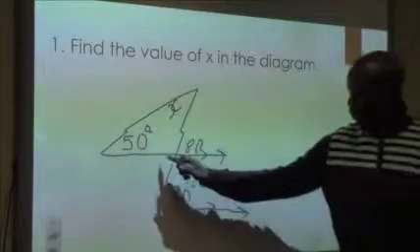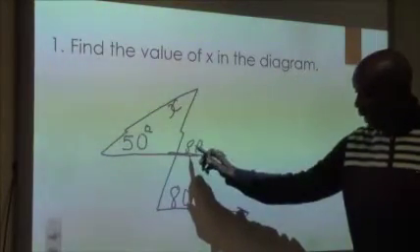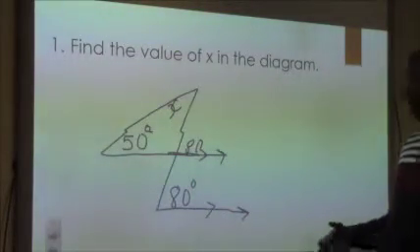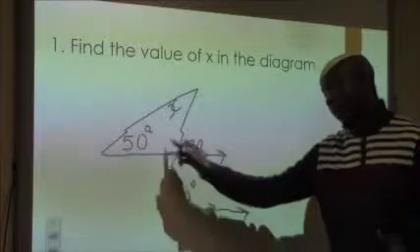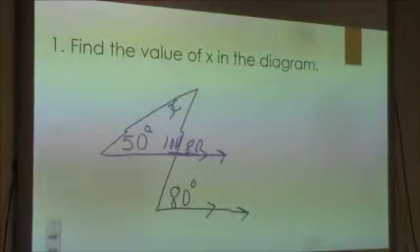Then right here I have a linear pair. So if this is 80, then 80 plus the angle over here must be supplementary. So 80 plus what will give you 180? 80 plus 100. So the angle over there is going to be 100.